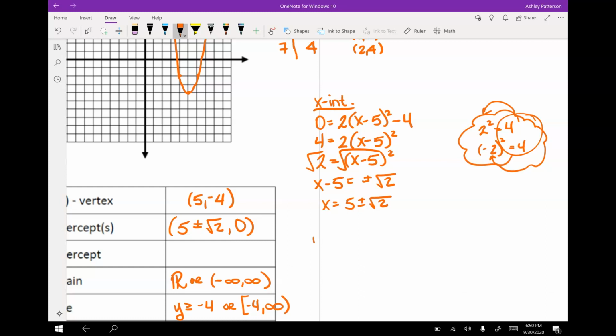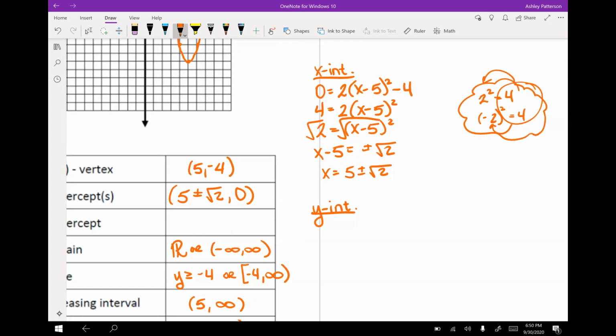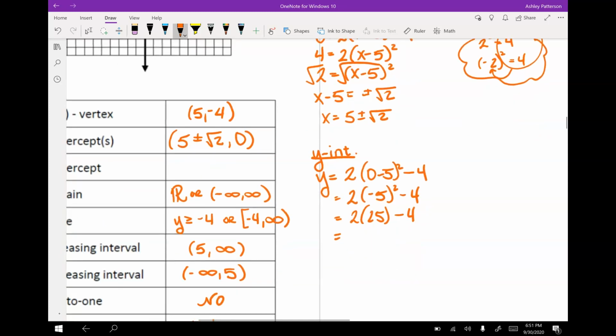All right, last but certainly not least, we have our y-intercept. So substitute 0 in for x. We get 2 times the quantity 0 minus 5 squared minus 4. So 2 times the quantity of negative 5 squared minus 4. Negative 5 squared is 25. If I double that, I get 50. And then if we take 4 away, we get 46.